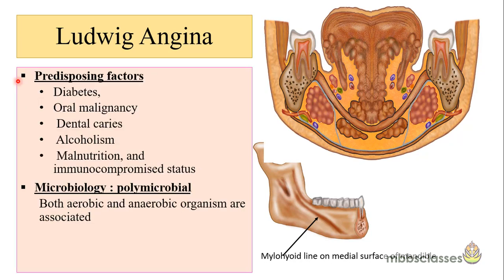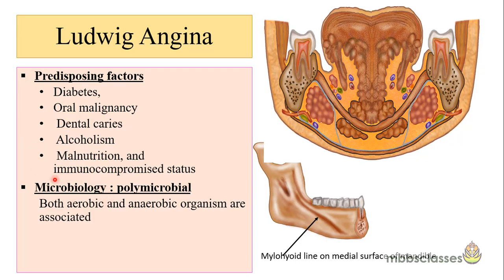Now coming to the predisposing factors, although this disease is seen in immunocompetent persons in the majority of cases, there are certain groups of people with some predisposing factors that are more prone to develop it. Among these are people who are diabetic, having a history of oral malignancy, suffering from dental caries, alcoholism, malnutrition and immunocompromised status, which can be a predisposing factor for development of this infection.